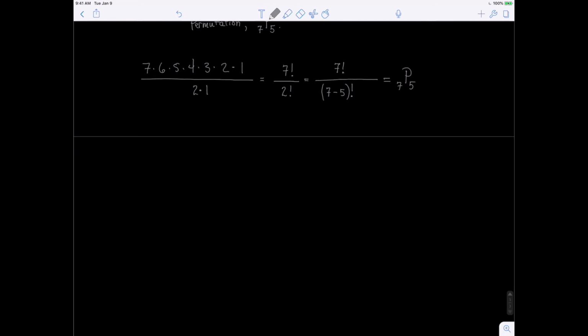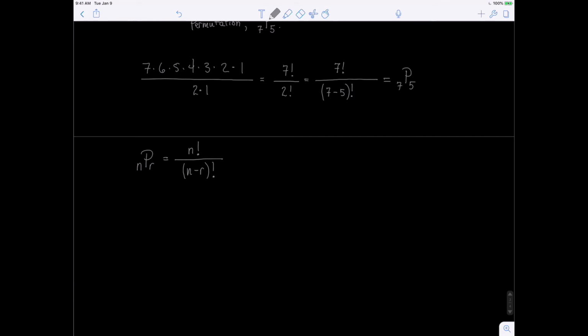The formula is this. In general, n permuted r is equal to n factorial divided by (n minus r) factorial.